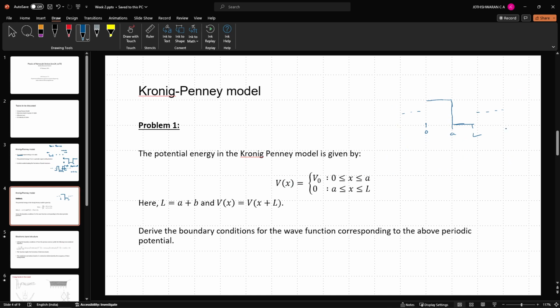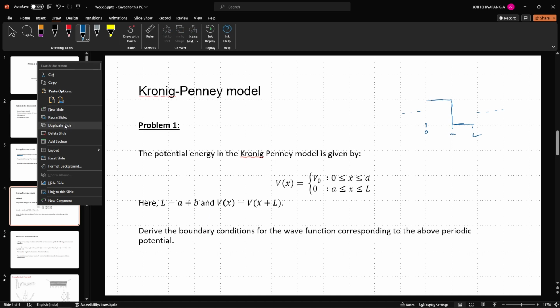Now our exercise in this problem will be the derivation of the boundary conditions. So let us see how we are doing that.